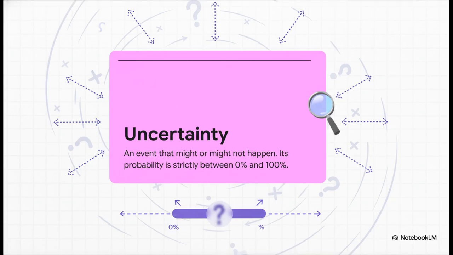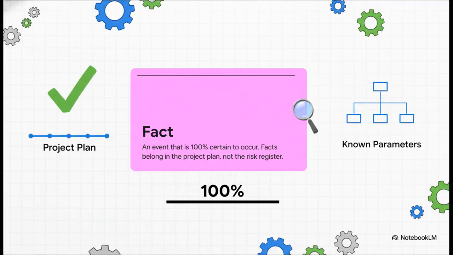Think about it. Will it rain next Tuesday? Maybe. That's an uncertainty. And that brings us to the next point. What happens when the probability hits 100%? Well, it's no longer an uncertainty. It's a fact. It is going to happen, period. And you don't put facts in a risk document, you put them right into your main project plan. They're part of your baseline.